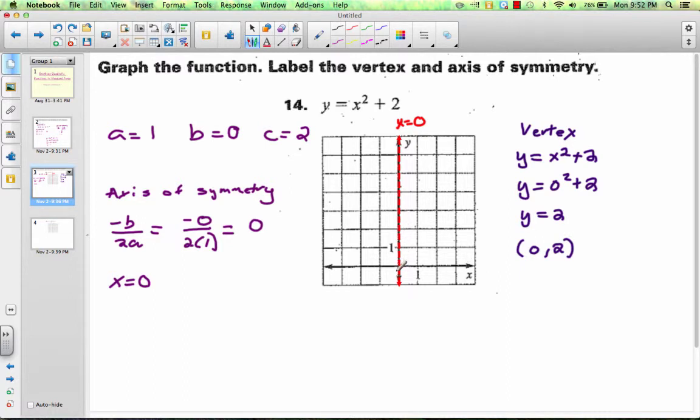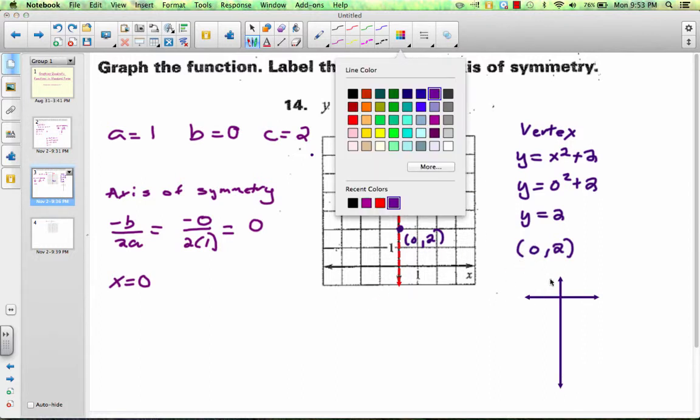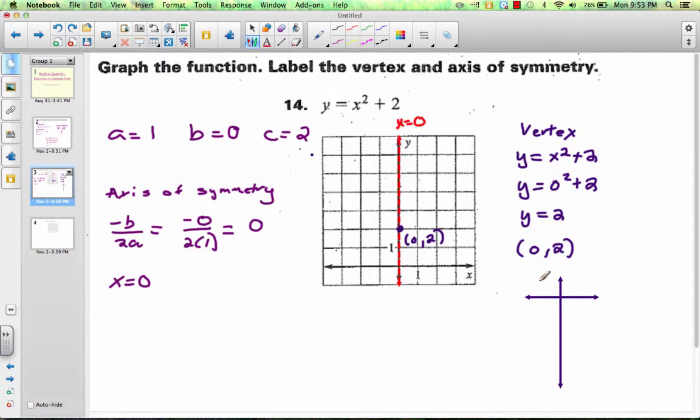So I'm going to go ahead and graph that. I have 0, and then I have 2, and this is my vertex. My vertex is 0, 2. So I'm labeling both of those things. Now I have a parabola, so I need to get some other points here in order to graph this correctly. So I might make a chart then to figure out some additional points so that I can reflect them over the axis of symmetry.